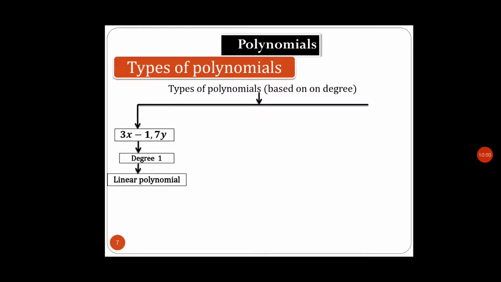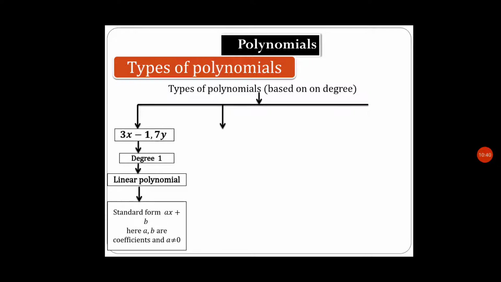That is why it is a linear polynomial, and the standard form of a linear polynomial is ax + b. Here a, b are coefficients and a is not equal to 0. Why is a not equal to 0? Because if a is equal to 0, the degree of the polynomial is 0 and it is not linear.